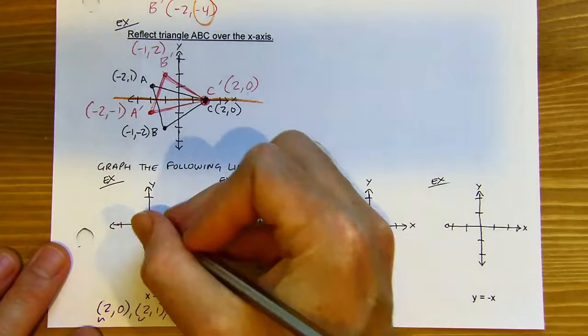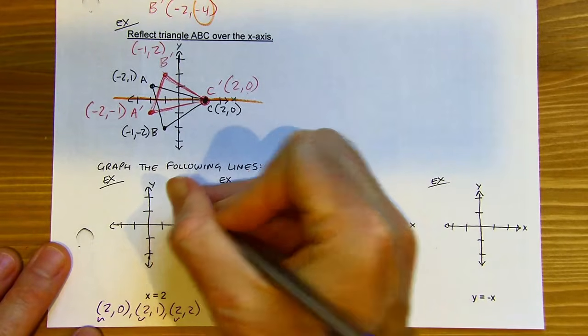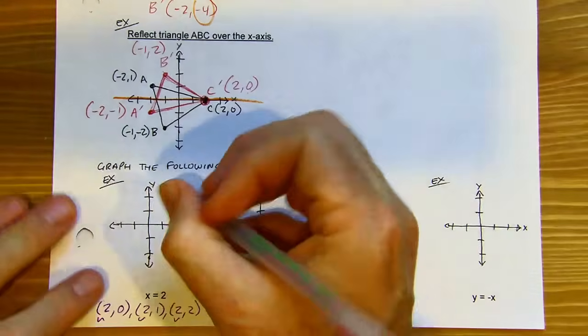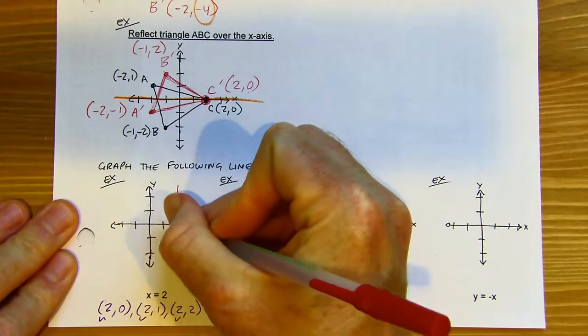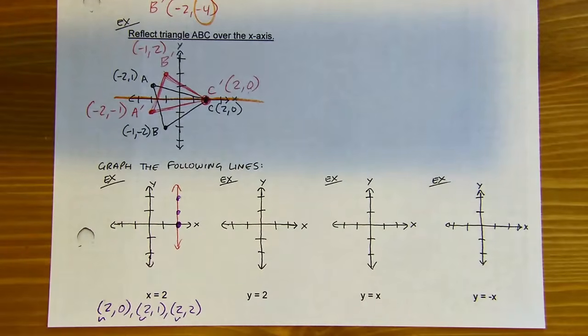So let's start plotting those. 2, 0, 2, 1, 2, 2, 2, 3 would be 2, 4, and pretty quickly I get the idea, oh, if I graphed all of these points, I would get a vertical line. So that's x equals 2. It's a vertical line 2 units to the right of the x-axis.